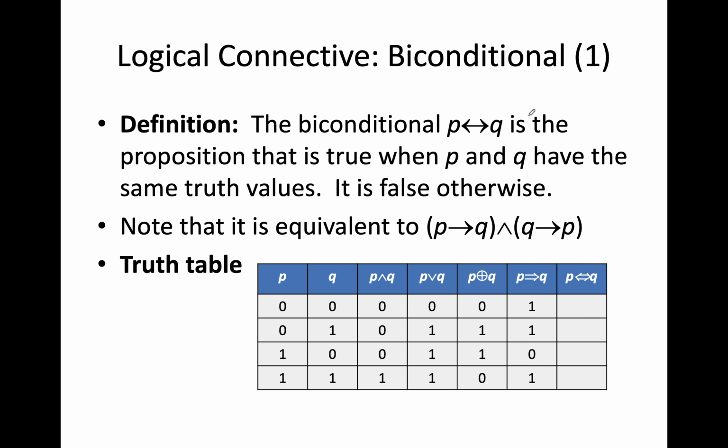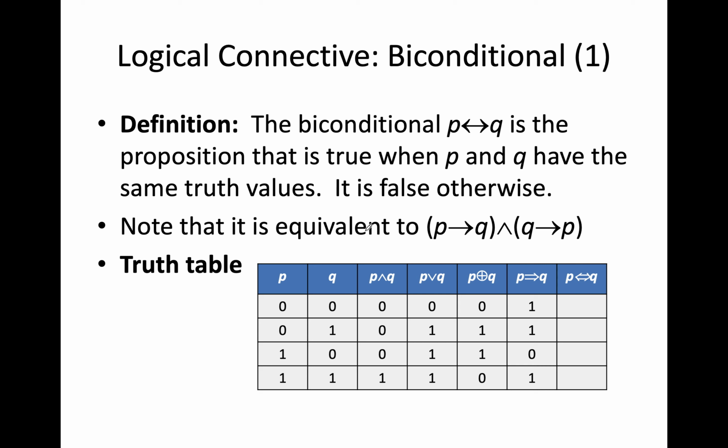Then you have your biconditionals. Now the biconditional is again if p, the way we're going to pronounce this is a little different. It is p if and only if q, right? This is true when p and q have the same truth values, otherwise it becomes false.